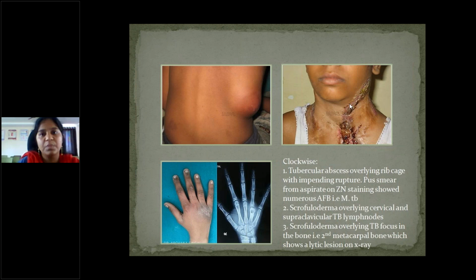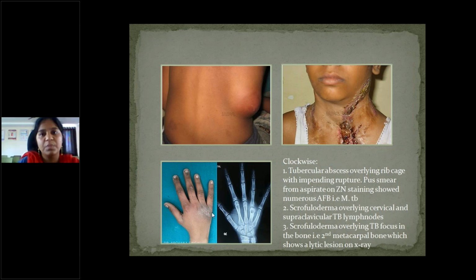And coming to the second picture, here the cervical lymph nodes are the primary focus, and superficially you can see scrofuloderma over the cervical lymph nodes. Here it's already ruptured and is going into formation of an ulcer. The violaceous color we can see.